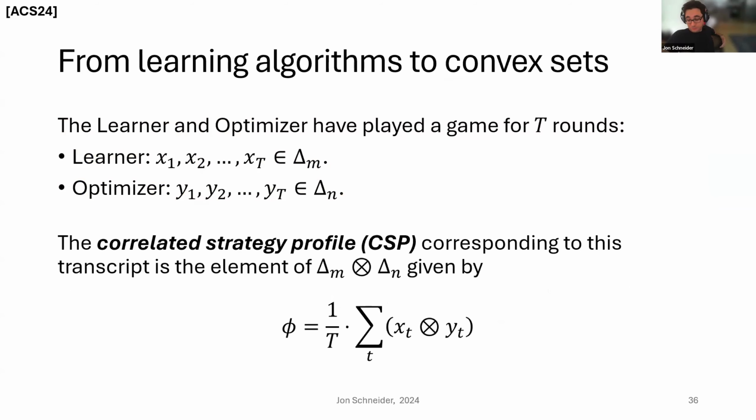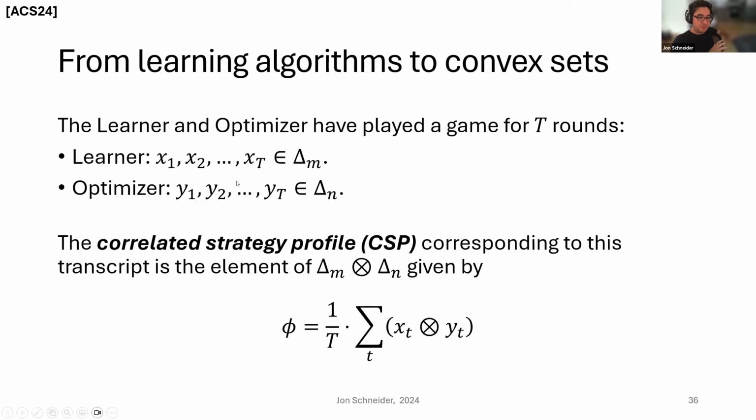Okay, so what is an asymptotic menu? First of all, I'm going to talk about a correlated strategy profile, which is a concept that also comes up if you know about things like correlated equilibria or coarse correlated equilibria. Let's say you've actually played the game for capital T rounds. The learner played these actions, x sub t's, and the optimizer played these actions, y sub t's. The correlated strategy profile corresponding to this transcript of the game is an element of the tensor product space of these two simplices, the M simplex and the N simplex. It's just the average of x_t tensor y_t over all rounds t in the game.